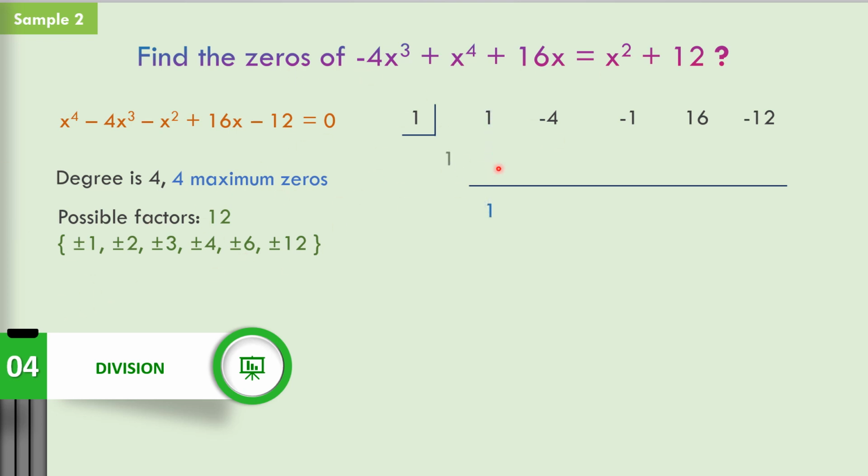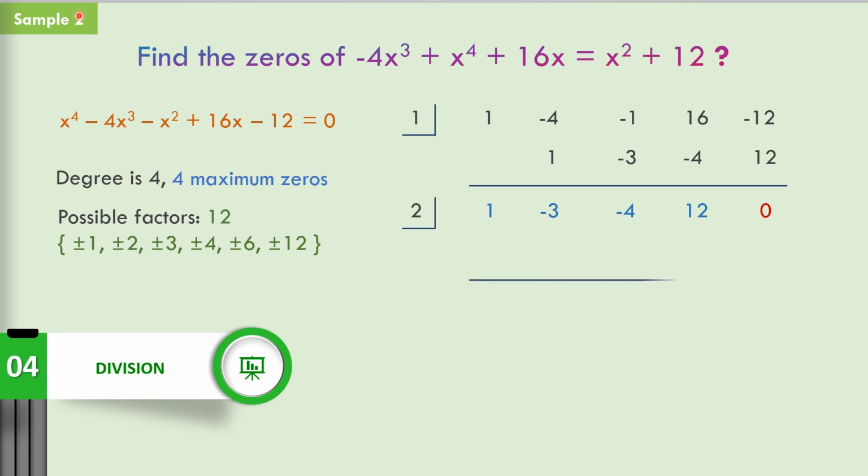So, bring down 1. 1 times 1 is 1. Negative 4 plus 1 is negative 3. Negative 3 times 1 is negative 3. Add and keep the sign, so that is negative 4. Negative 4 times 1 is negative 4. 16 minus 4 is 12. 12 times 1, that is equal to 12. 12 minus 12, or negative 12 plus 12, the answer is equal to 0.